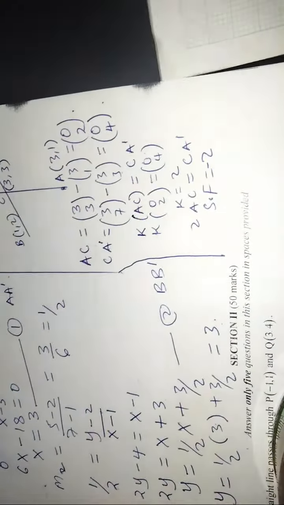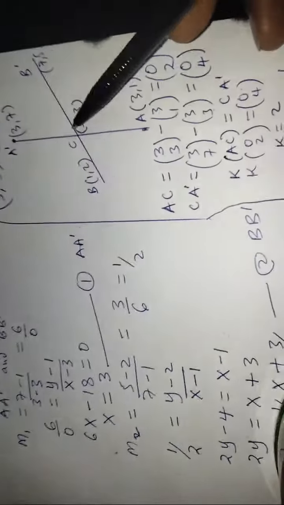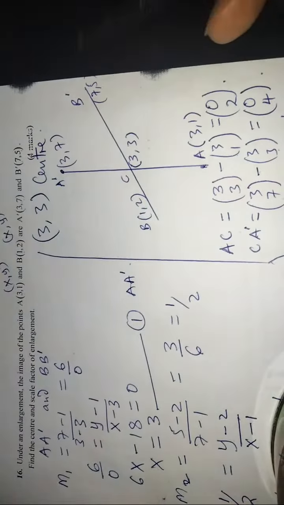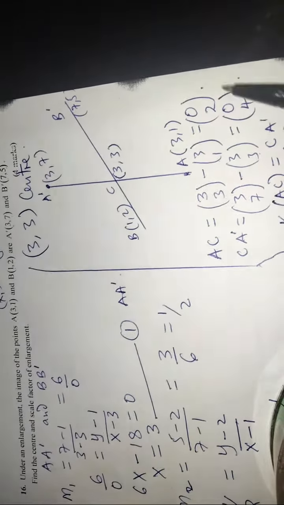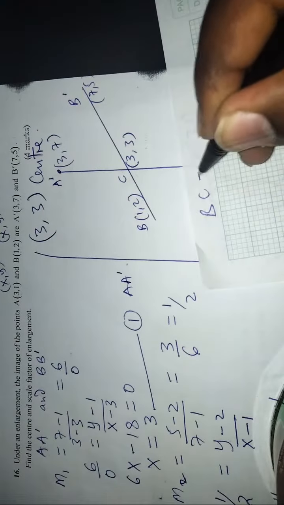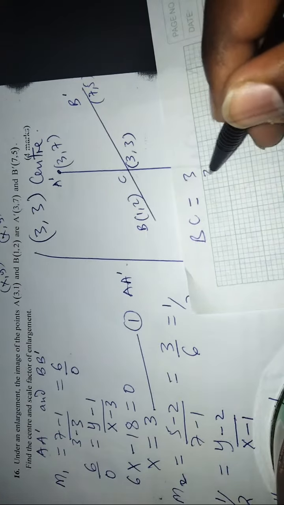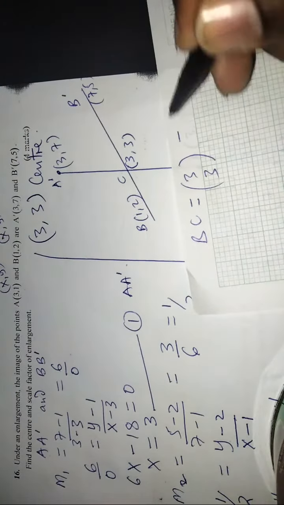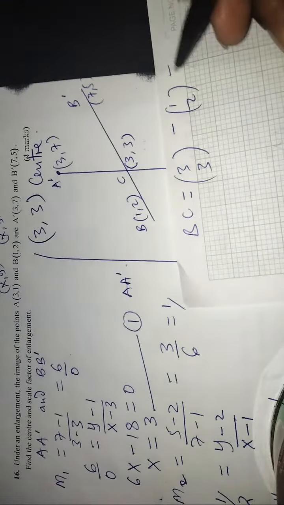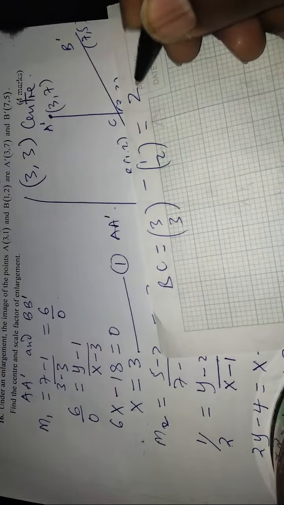Now we can use the other line here, B to C, then C to B prime, so that you may get the same concept. So let us begin by saying we need vector BC, that is from B to the center, so that you may take C minus B, (3, 3) minus B, which is (1, 2). This gives us (2, 1).